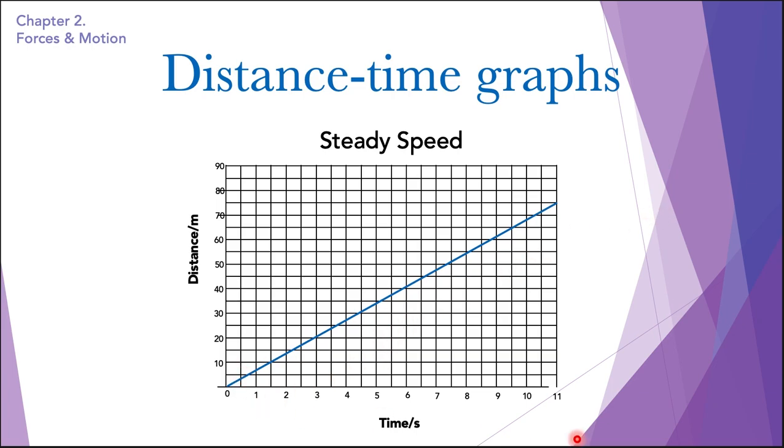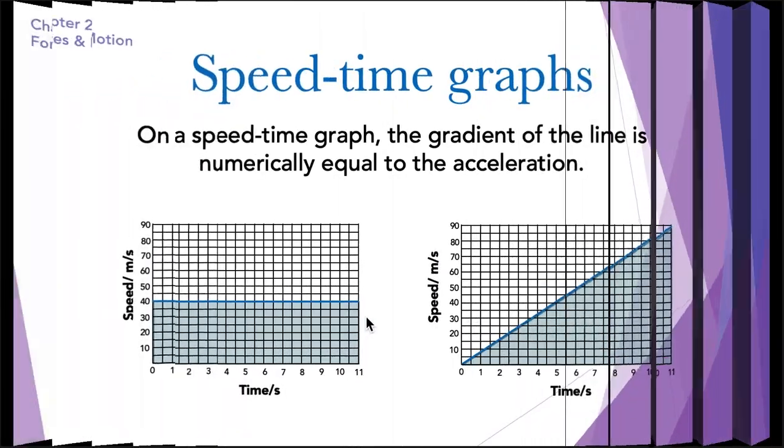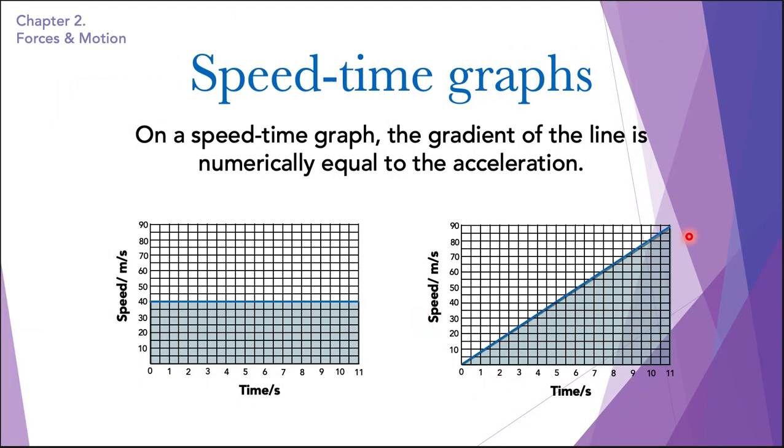And in a speed time graph, it is a horizontal line. And a straight line in speed time graphs refers to a uniform acceleration. It means that the speed is increasing at a constant rate. So, on a speed time graph, the gradient of the line is numerically equal to the acceleration. By gradient, we mean this part of the graph. This is numerically equal to the acceleration.